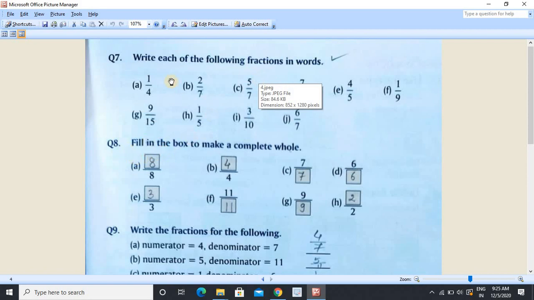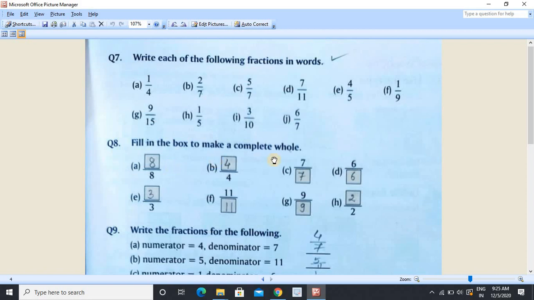Question number 8. Question number 7 we have done in the earlier slide. Question 8: fill in the box to make a complete whole. So what is a complete whole? When the numerator and denominator are the same, then you can make it a complete whole. That is, if the denominator is 8, we have to write the numerator also 8 so that we can divide it by 8 and our answer will become 1.